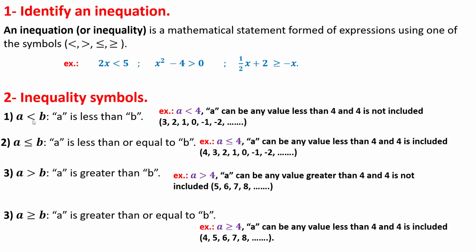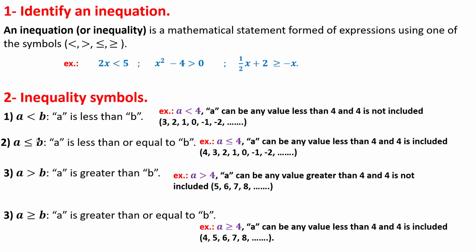Inequality symbols. In the first case, A less than B, I read it, A is less than B. For example, A less than 4. What does this mean? What will be the values of A? A can be any value less than 4, but it cannot be 4. So 4 is not included between the values. The values might be 3, 2, 1, 0, minus 1, minus 2, etc. until the end of the negative numbers.